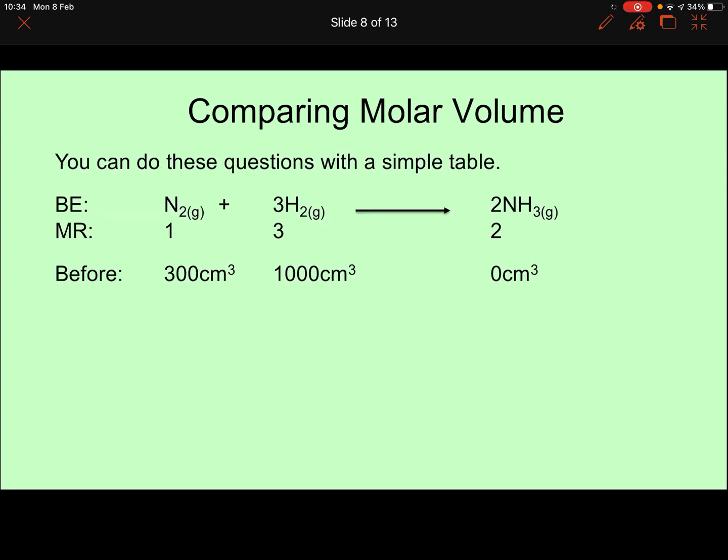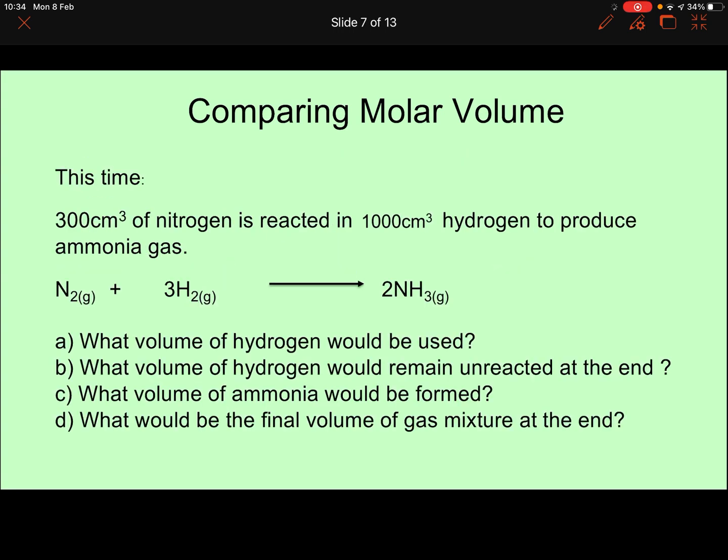So, what's 3 times 300? That's 900, isn't it? So, for A, the volume of hydrogen that's going to be used is 900. What volume of hydrogen would remain unreacted at the end? We started off with 1,000. We've reacted 900. So you're going to end up with 100 at the end, left over, unreacted. What volume of ammonia will be formed? Well, it's a 1-to-2 ratio with the nitrogen. So you're going to form 600 centimetre cubed of ammonia.